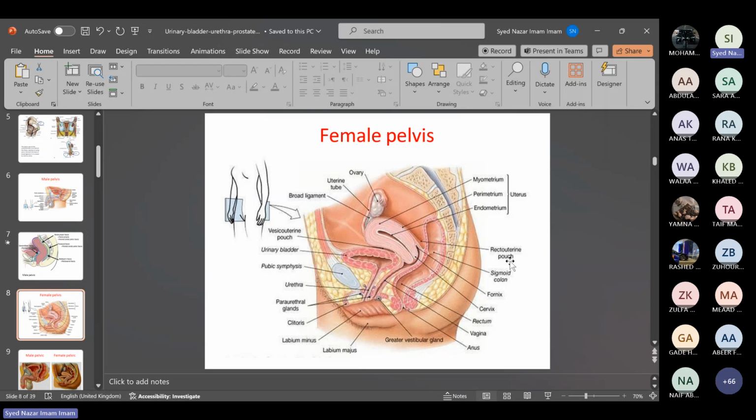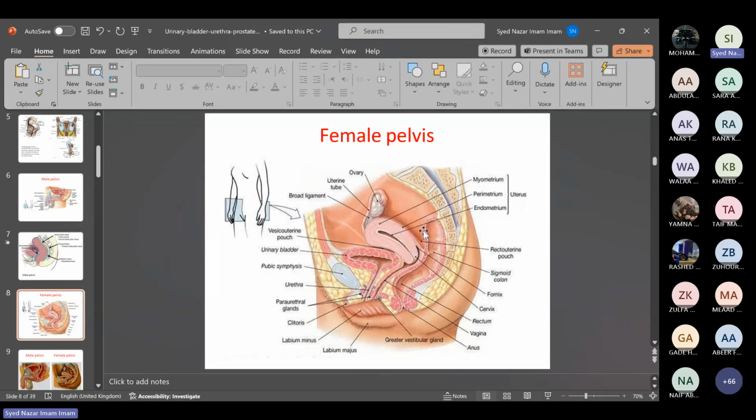So in the female, the peritoneal reflection is different. So what we call the peritoneal reflection in the male and the peritoneal reflection in the female, you need to know the difference between them, how it is different. So in female, we have two peritoneal pouches. The anterior is the vesico-uterine pouch and the posterior is the recto-uterine pouch.